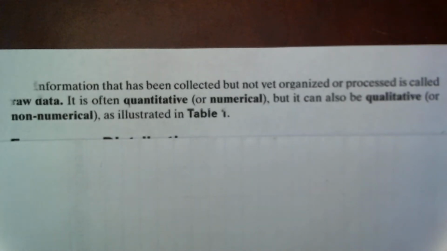Next, we have a few more definitions of terms. And one is that information that has been collected but not organized or processed, that's called raw data. And data comes in form of quantitative or numerical information, or also qualitative, non-numerical, in other words, descriptive. And we look at that in just a moment. So raw data, then quantitative or qualitative data.